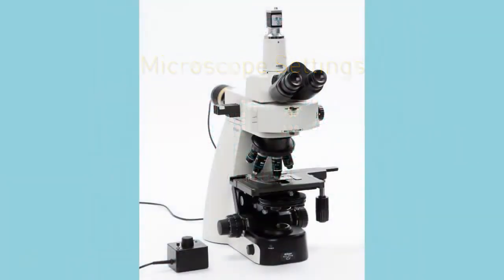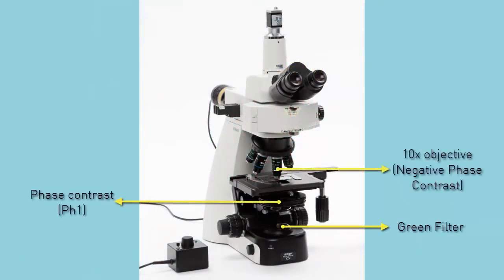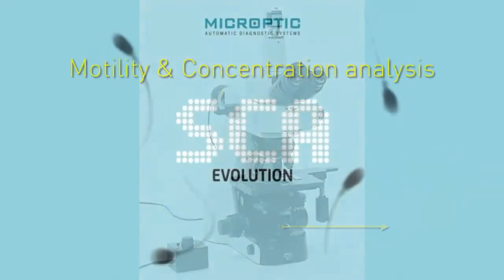Microscope settings. For the motility and concentration analysis, we will use the green filter, condenser at Ph1 position and 10x phase contrast objective. Remember that it is also possible to use fluorescence.